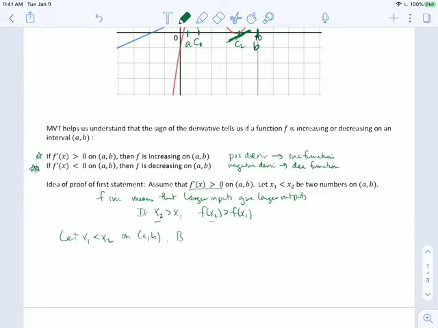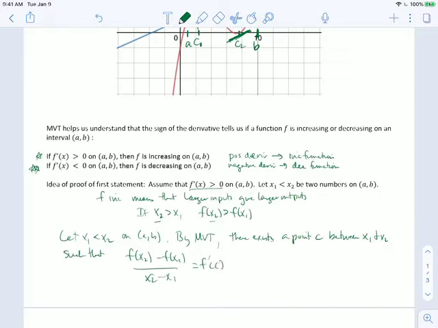Okay, by the mean value theorem that we just established, there exists a point c between x1 and x2 such that f of x2 minus f of x1 over x2 minus x1 is equal to f prime of c. And by assumption, f prime of c is a positive number, because that's the value of the derivative at some point between x1 and x2.